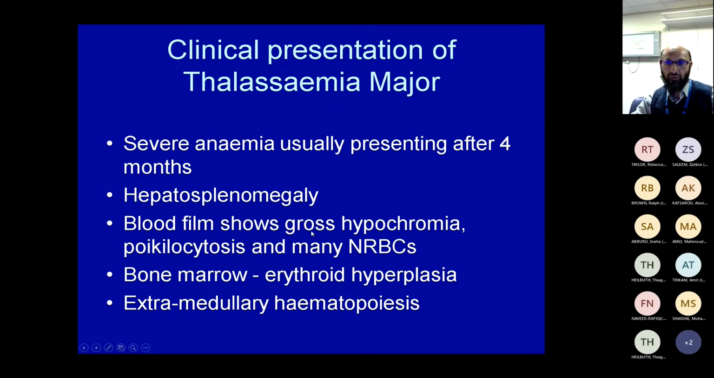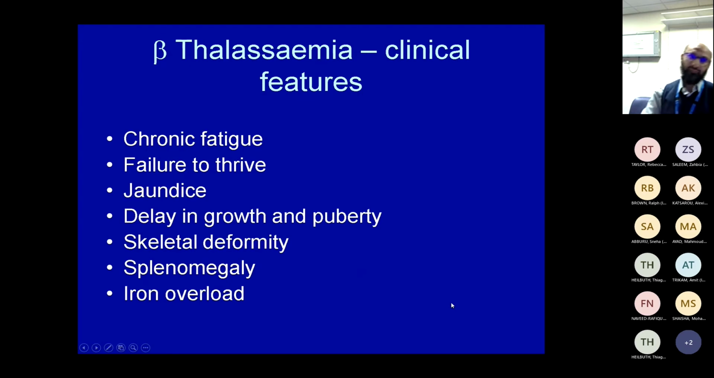The blood film would show gross hypochromia, poikilocytosis, and usually numerous nucleated red blood cells. Bone marrow biopsy would show erythroid hyperplasia, and we've already mentioned the features of extramedullary hematopoiesis. Clinical features include chronic fatigue, failure to thrive, jaundice due to the increased hemolysis of the red blood cells, delay in growth and puberty, skeletal deformity, splenomegaly, and iron overload.